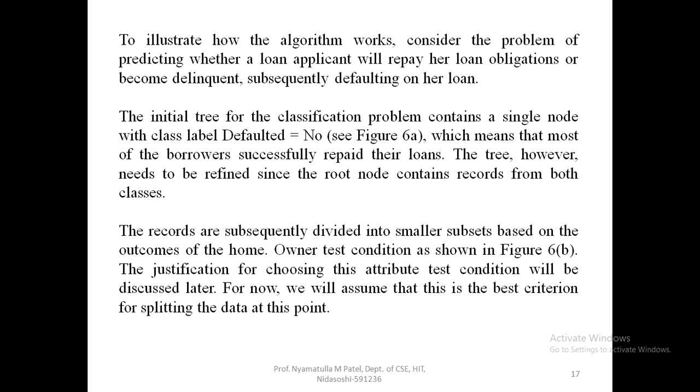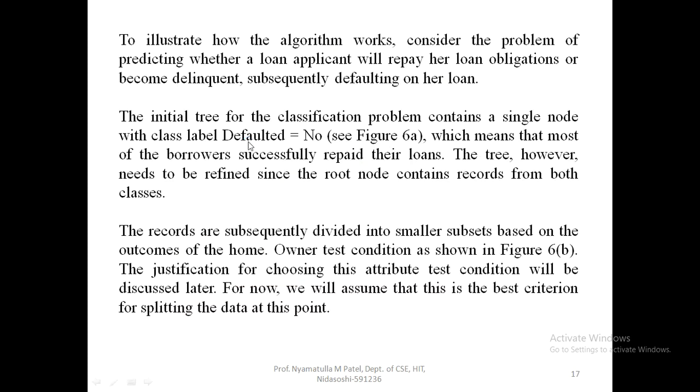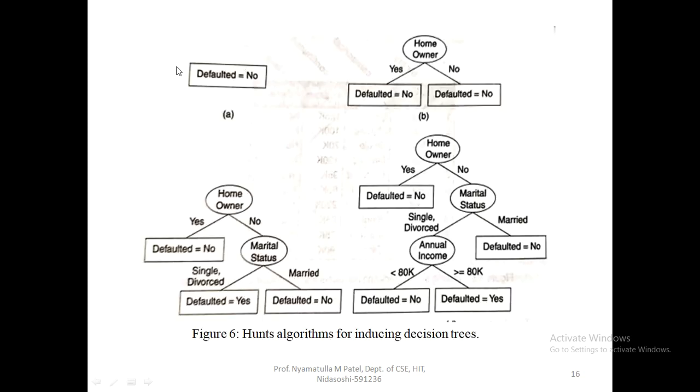Consider the problem of predicting whether a loan applicant will repay her loan obligations or become delinquent, subsequently defaulting on her loan. A particular person is going to repay back her loan or not. The initial tree for the classification problem contains a single node with the class label defaulted equal to no, which means that most of the borrowers successfully repaid their loans. So in this condition, whoever has taken the loan has repaid back the complete loan.